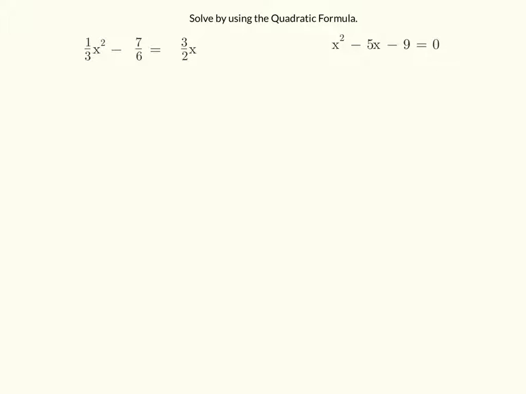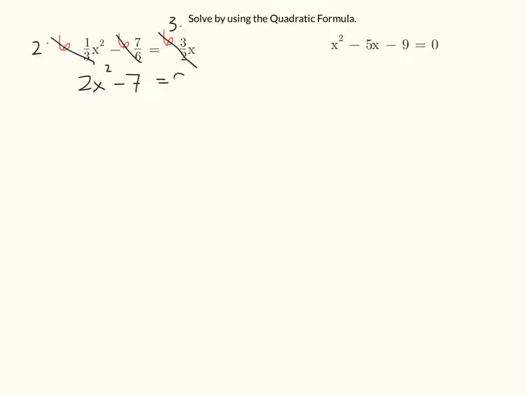The quadratic formula is yet another way to solve quadratics. So in this left one here, what we're going to do is multiply everything by 6, since that's the LCD. 6 over 3 is really a 2. 6 over 6 cancels out to 1, and 6 over 2 is a 3. So multiplying by those, we're going to have 2x squared minus 7 equals 9x.